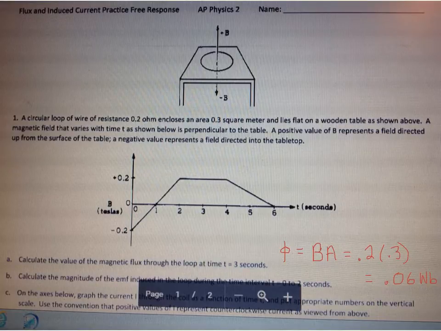Alright, so after that, they've asked us to calculate the magnitude of the EMF induced in the loop during the time interval t equals 0 to 2 seconds. And remember, to calculate EMF, it's going to be the change in flux over time. So we can calculate the change in flux from the graph and then divide it by the time of 2 seconds, and that should give us our EMF, and we'll do that on the next page.